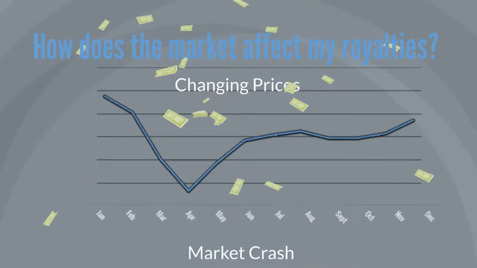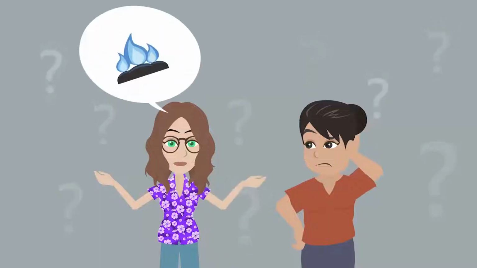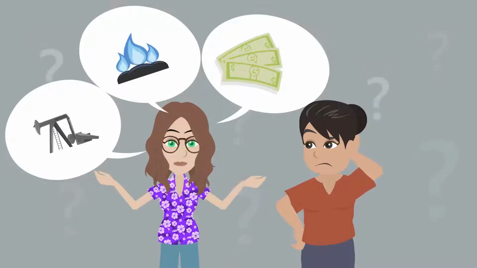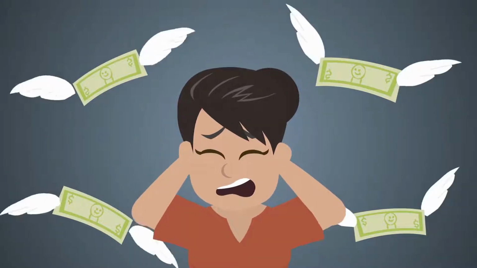Animation of a line graph with months at the bottom, dollar bills falling from the top, and the titles changing to prices on the top and market crash under the graph. What is going on with the prices? Photo of a Navajo code talker statue in front of large curved red rock formation. At Honor, we understand that when oil and natural gas prices change, you want some clarity about what is going to happen to your royalties.